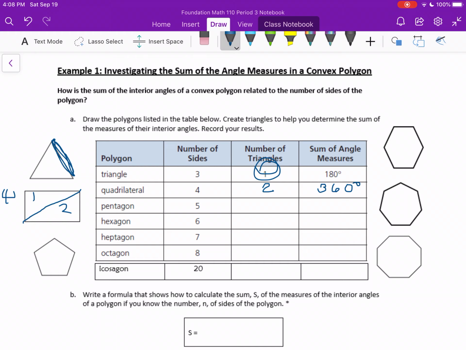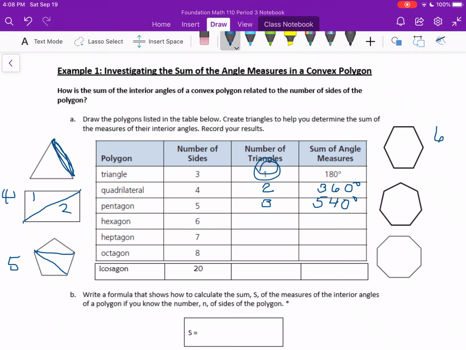All right, let's move on to our pentagon. So our 5-sided shape, which is here. And again, I'm going to draw as many diagonals as I can without crossing any of them. So I'm going to draw a line from here to there. I can also draw a line from there to there. If I draw any more diagonals, I'll actually cross over. So you can see in this one, I have 3 triangles. So if each triangle has 180 degrees, 180 times 3 is 540 degrees.